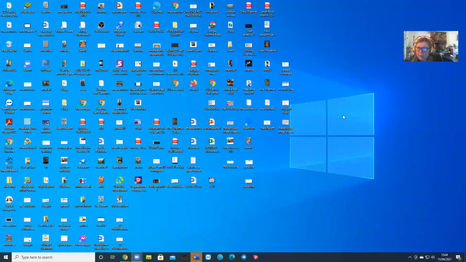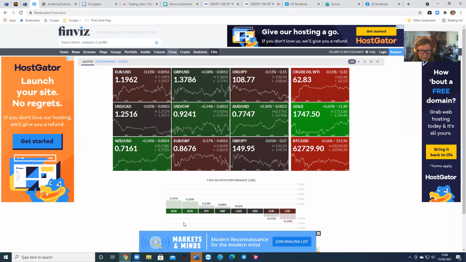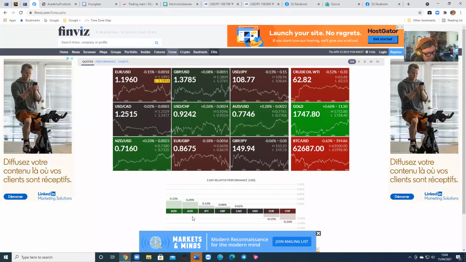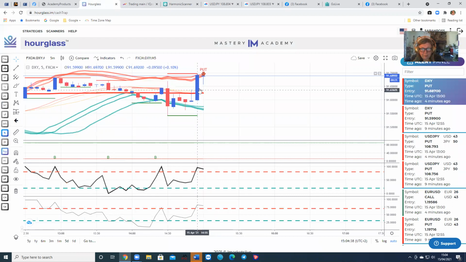I've checked the Forex Factory and Finviz. I've got the New Zealand dollar and the Australian dollar as strongest. The yen, GBP, and Canadian dollar are in the middle, with the US dollar and euro as the weakest. Let's have a look at HourGlass. The DXY, there's that big candle news there.